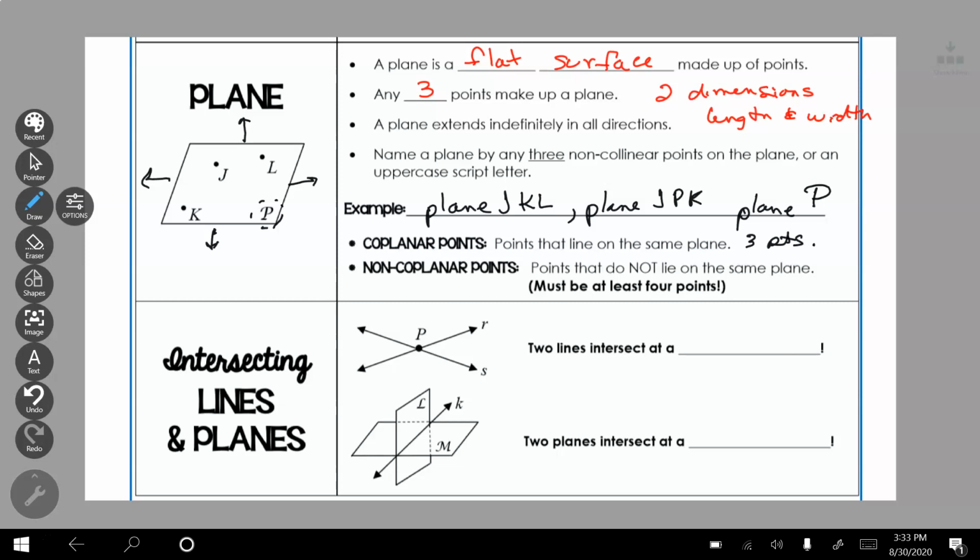3 points. If you name 3 points, they're always coplanar. And non-coplanar points would be points that are not. So that would have to be at least 4. So let's look at intersecting things.